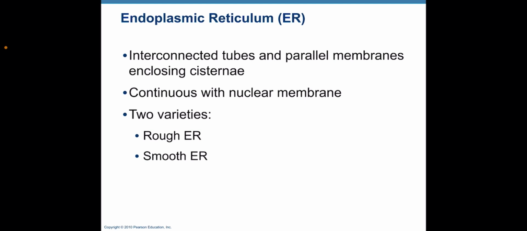Next thing we're going to talk about is the endoplasmic reticulum. This is interconnected tubes and parallel membranes enclosing cisternae. They are continuous with the nuclear membrane, and there are two varieties. We have the rough ER and the smooth ER. The rough ER is going to have a bunch of ribosomes dotted around it, so it's going to look like a rough texture, and you can remember rough with RNA and ribosomes.